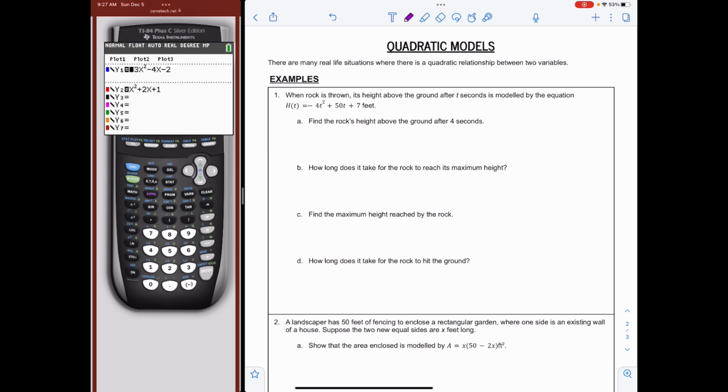So using a calculator, we're going to clear out everything that was in there previously, and we're going to type in this equation. So h of t is the same thing as y equals. So we're going to have negative 4x squared. We don't use t in the calculator. Plus 50x plus 7. So it says find the rock's height above the ground after 4 seconds. There are 2 ways you can do this. You could go to the table by hitting second graph, and then you can go to 4, and you will see that the height is 143 feet.